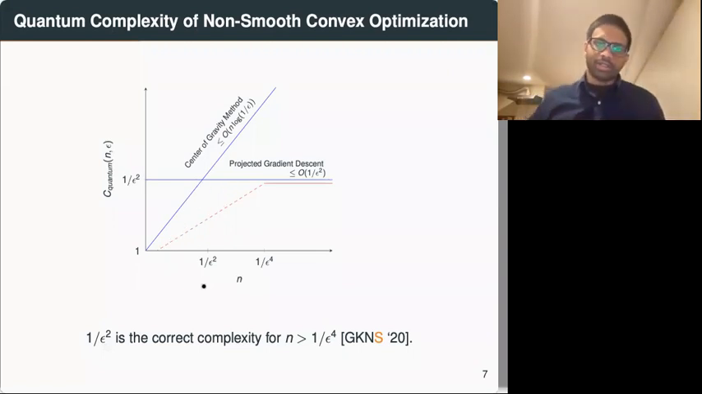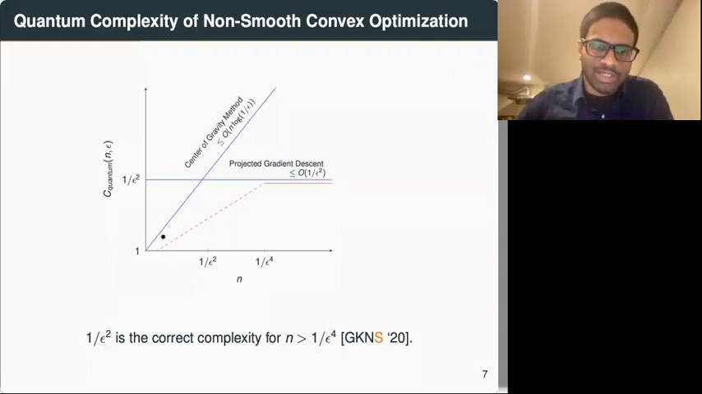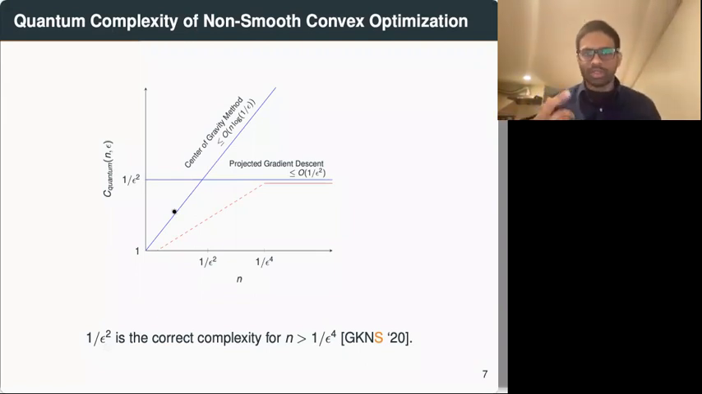It would be very interesting to close it. We think it should be the same as the randomized setting, and in the deterministic setting there should not be any speed up, but we weren't able to prove this. And I'll talk more about this open question at the end.